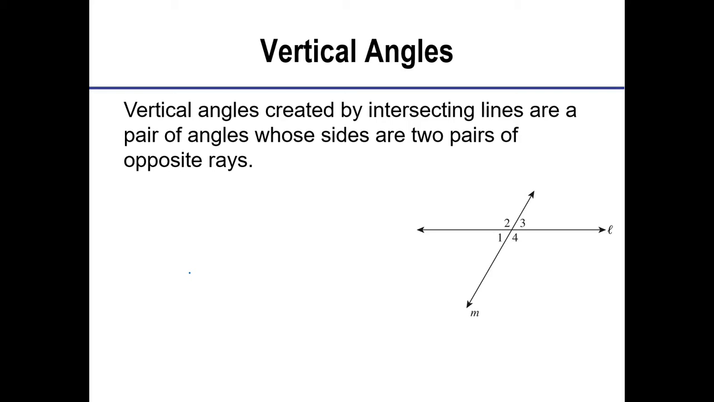Vertical angles are created by intersecting lines and are a pair of angles whose sides are two pairs of opposite rays. What that means is angle 1 and angle 3 are what we call vertical angles. That means their measures are equal to one another. They are congruent. So the measure of angle 3 is congruent to the measure of angle 1.